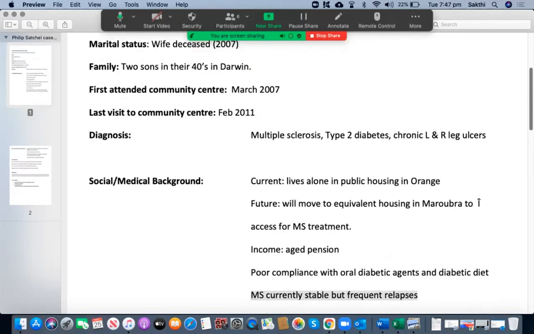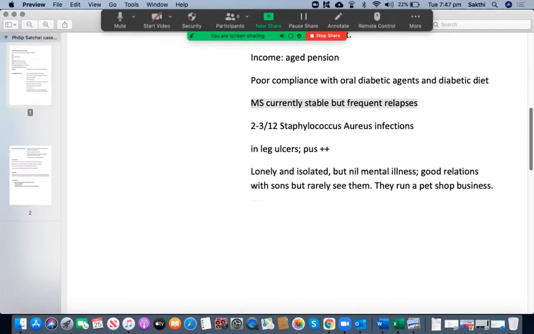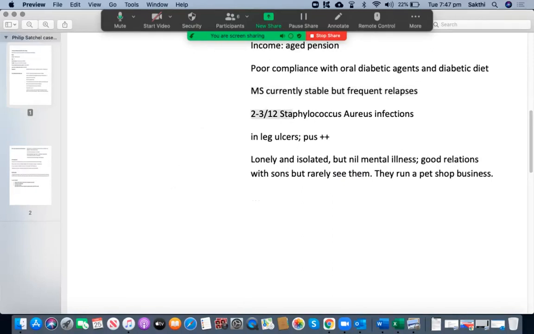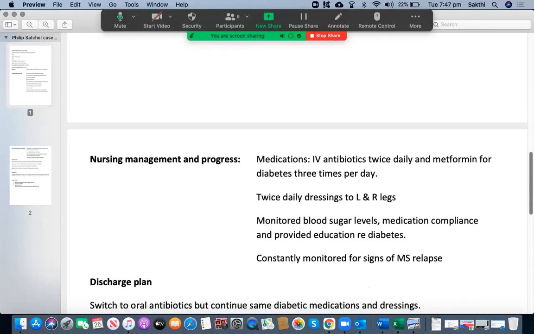Did you include this one? Yes, sir. Okay. 2 to 3, 12 Staphylococcus aureus infections in leg and pus. Okay, I think you have included all these things. Lonely and isolated but nil mental illness, good relationship with the sons but rarely see them. Okay. They're in a pet shop business. This is not needed. Okay. And you haven't included that. That's good.